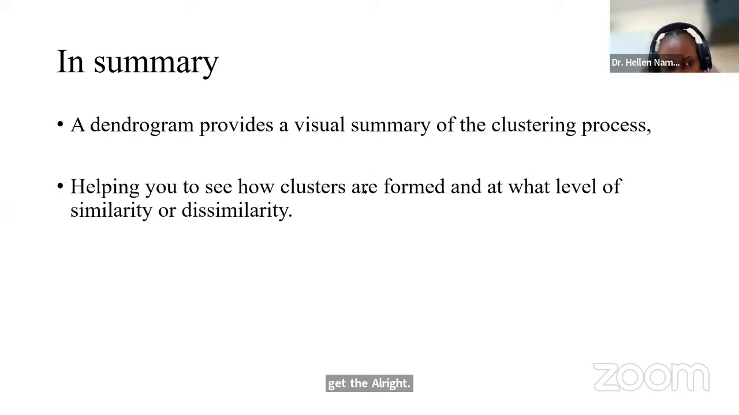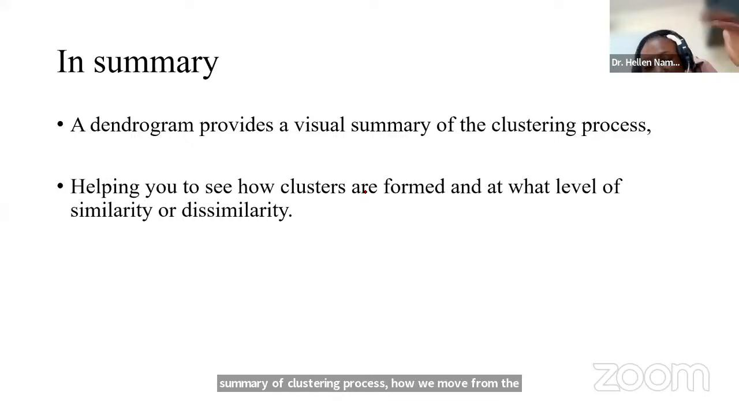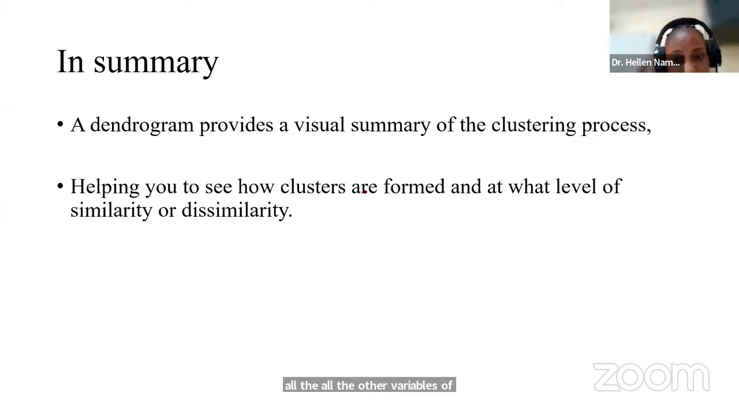So in summary, the dendrogram provides a visual summary of the clustering process, how we move from the many clusters, and then at the end of the day, we fuse everything to belong to one cluster. For example, in case we are to consider our toys, at the end of the day, all the other variables of interest belong under the toy cluster. It also helps us to see how clusters are formed and at what level of similarity or dissimilarity.